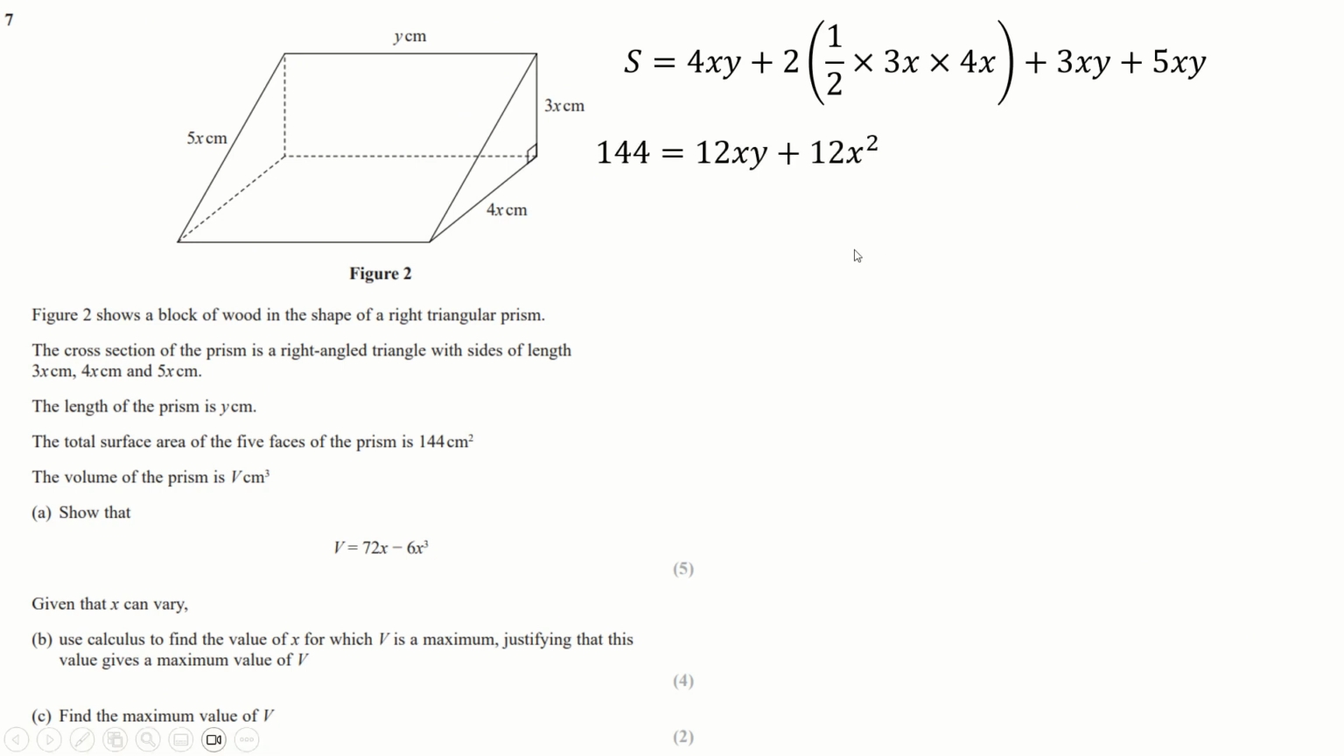That simplifies to that. Now, I notice there's no y's in here, so let's rearrange this for y by just doing that. When you divide by 12, you're going to end up with 12 minus x squared all over x, but I'll deal with that in a second.